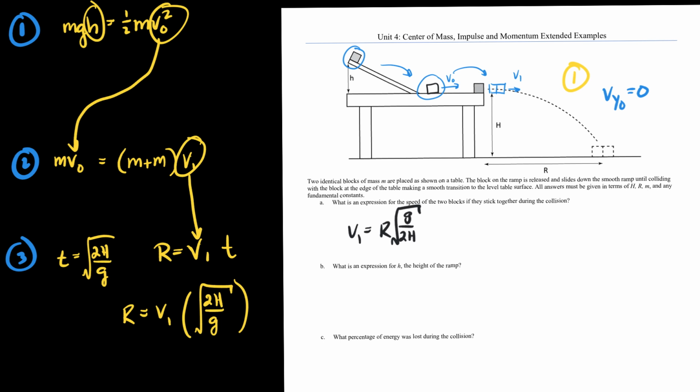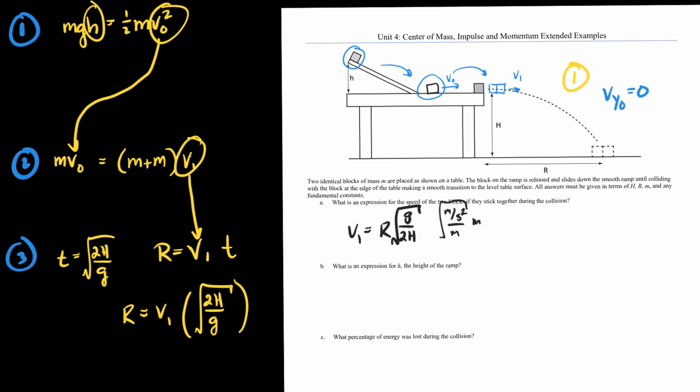I always think it's not a bad idea to check your units. G is meters per second squared. H is meters. That's all under the radical, and it's times r, which is meters. So if I look at those, I get meters in the top and seconds squared in the denominator. And the square root of that is 1 over seconds times meters, which makes it meters per second.